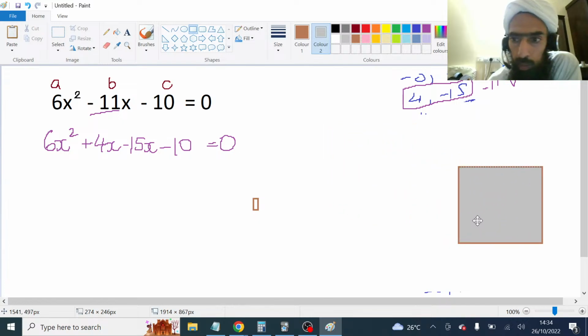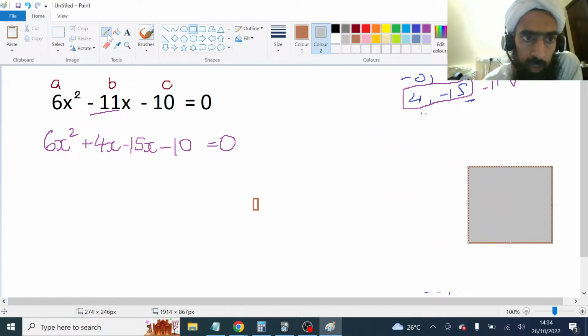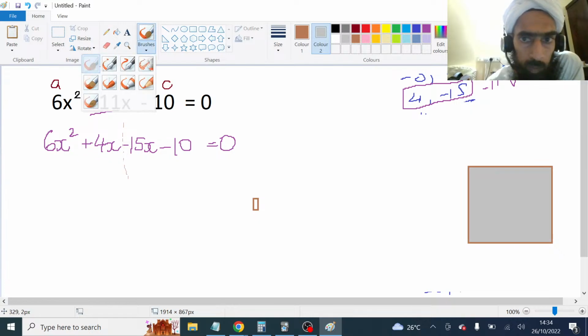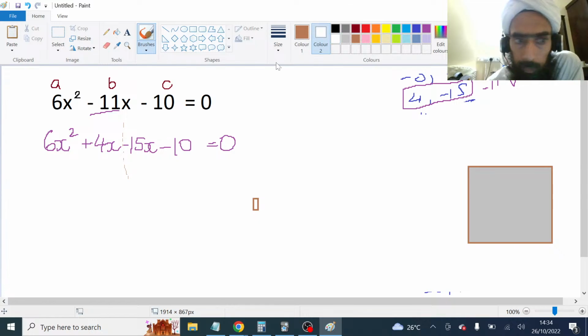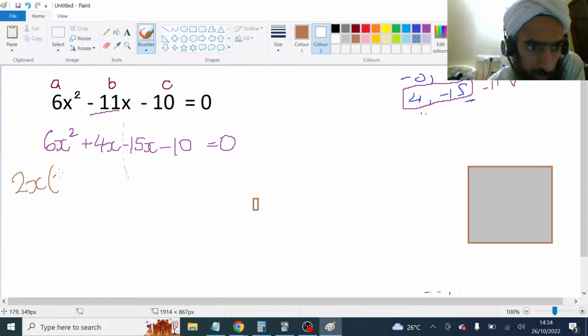So let's try that. Let's draw a line down the middle, and then factorizing what's on the left into a single bracket only. I've got a common factor of 2, also a common factor of x. And then I'm going to need 3x plus 2.